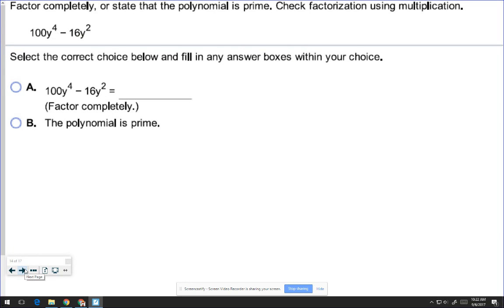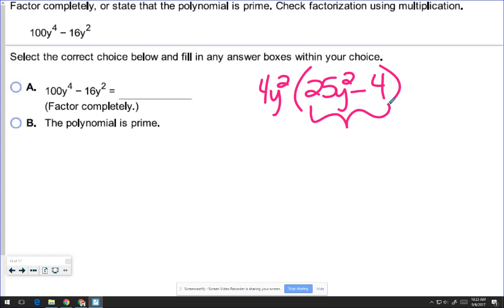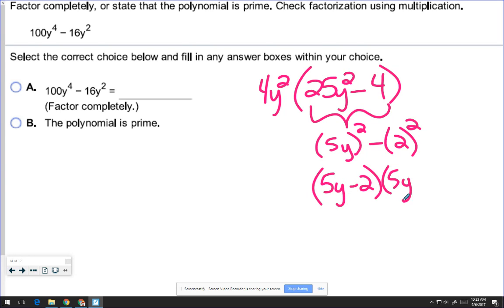All right, looking at these two, first things first is a GCF. 4 goes into both of those, as does a y squared. And I end up with 25y squared minus 4. Inside, that is two terms, so it's either cubes or squares or not factorable. These are squares and they are minus, so it is 5y squared minus 2 squared. My a squared minus b squared says it's a minus b, a plus b. Don't forget about our GCF. And there we go.